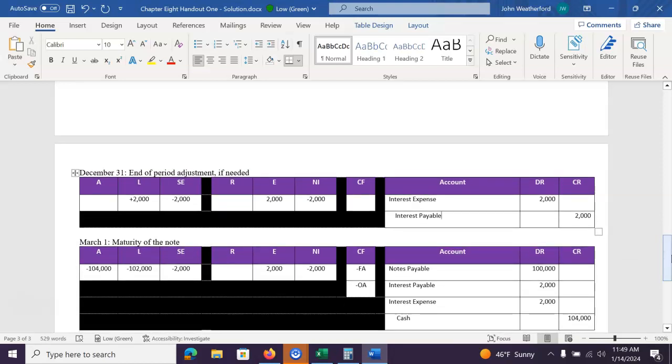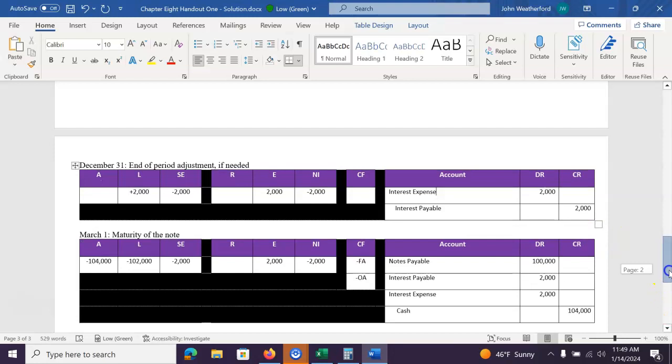Now the purpose there, you guys, is to get the expense recorded in the proper period, right? So half the interest expense on this note accrued in year 1, while the other half accrued in year 2. That helps make sure our net income is correct on the income statement, right? If we did not record this $2,000 of interest in year 1, then we'd be overstating net income by $2,000.